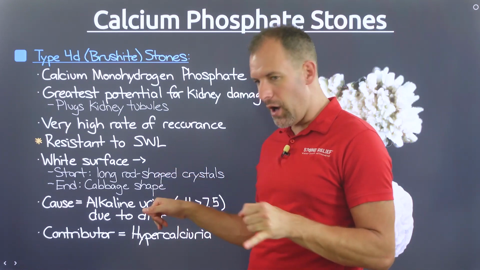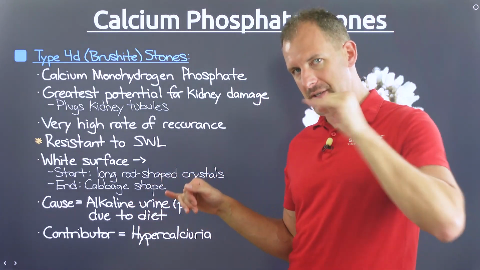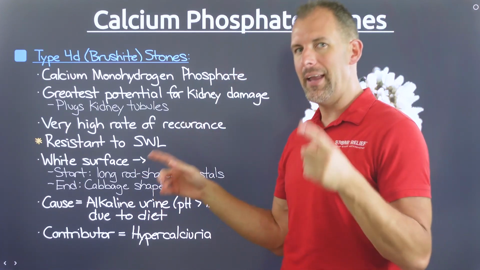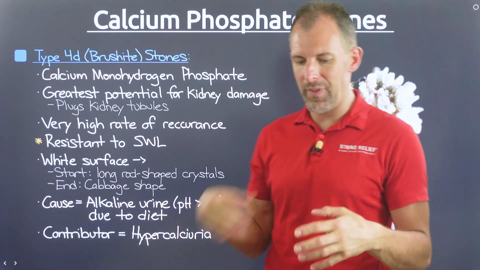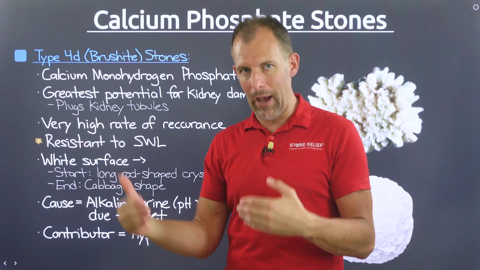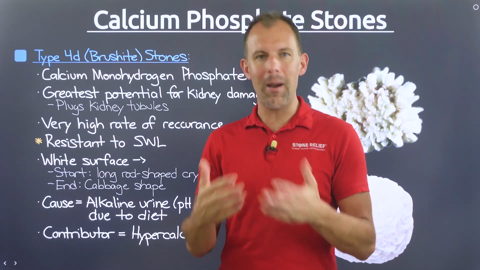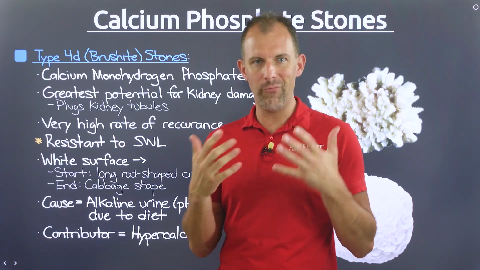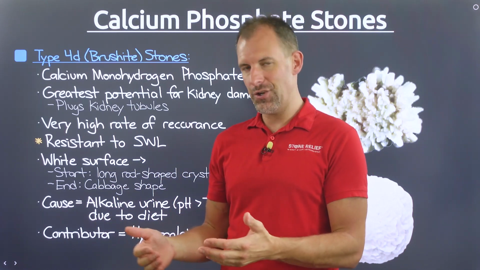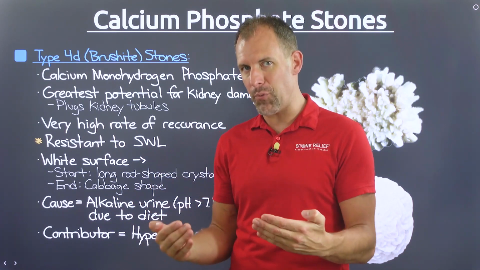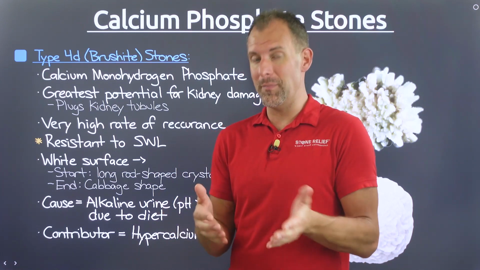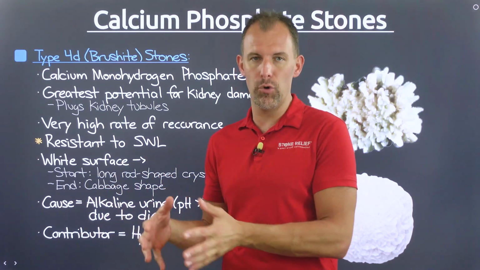Now, causes of this stone type. Again, I had mentioned this just a little bit ago, but it's alkaline urine, again, pH of 7.5 or greater, and it's primarily due to diet. So the things that you are eating are pushing your urine towards alkaline. Predominantly, if you're eating a vegetarian or a vegan diet, you're going to be in this classification. And this is where we see most people getting this particular stone type. And in particular, it's women, because they tend to eat in that fashion more often than men do.